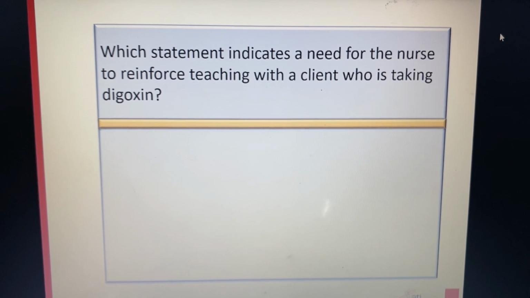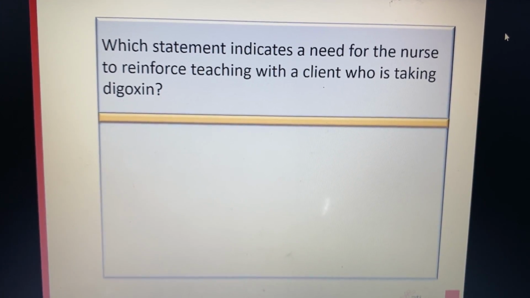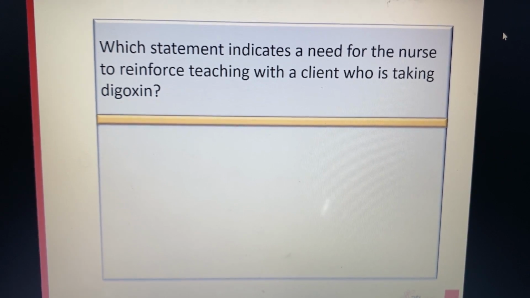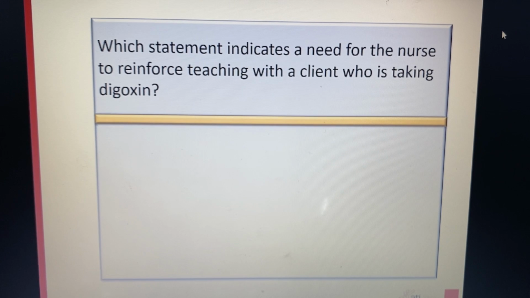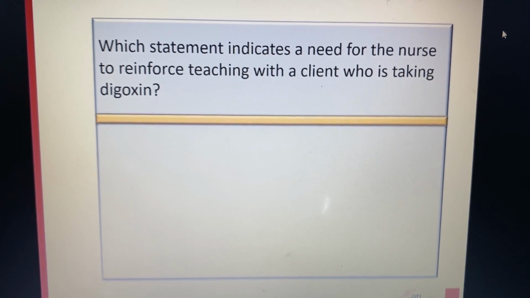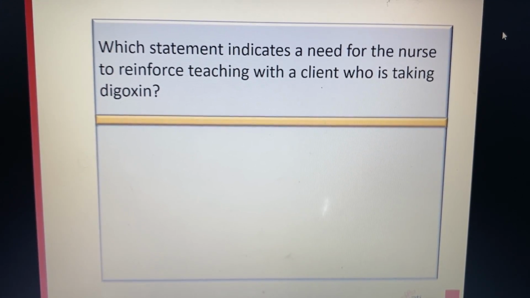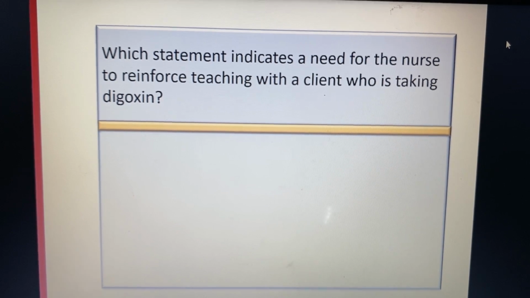So we have an adult client who's taking digoxin. This is considered a false stem question, right? Which statement indicates a need for the nurse to reinforce teaching? So the client is going to say something that is wrong, and the nurse is going to have to identify that and then reinforce teaching about digoxin. What are things you know about digoxin?